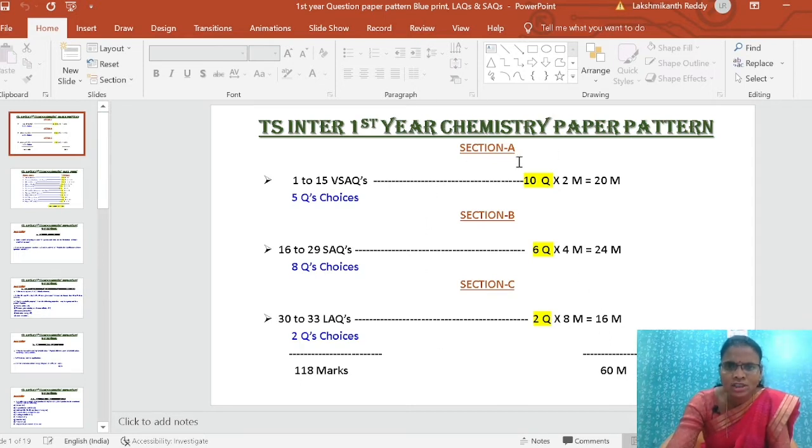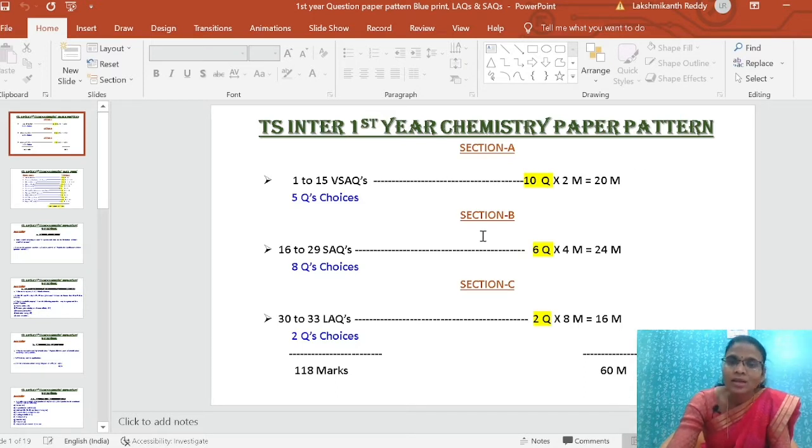We will have three sections in this paper. In the first section, section A, we will have 15 questions, 15 VSAQs. In that, we need to write answers for 10 questions. Each question carries 2 marks. We'll get 20 marks in this section.